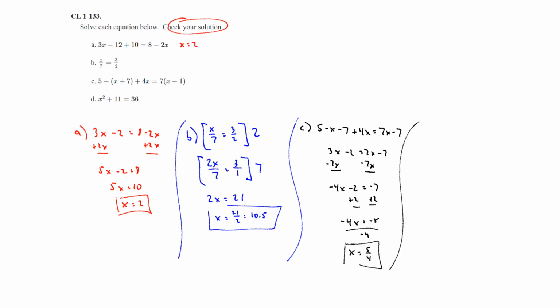And then the last one, D. We have x squared plus 11 is equal to 36. So we can subtract the 11. We're going to isolate the x squared, and that'll give you 25. And then you can take the square root of both sides, or you can just ask yourself what number times itself gives you 25, and that would be 5 and negative 5. Otherwise, you get the absolute value of x is equal to 5. And then again, you get two solutions, x equals negative 5 or x equals 5.